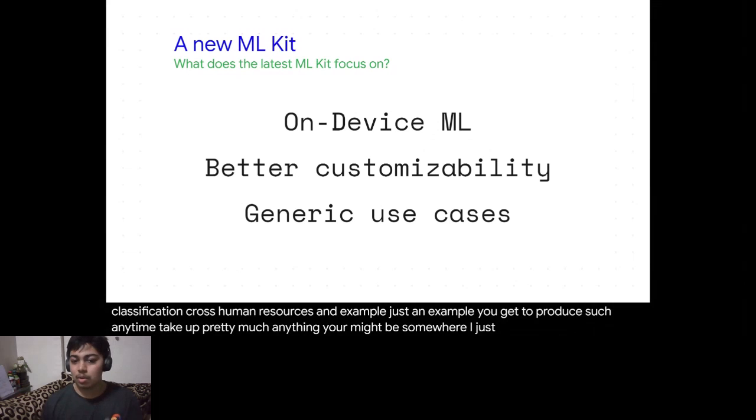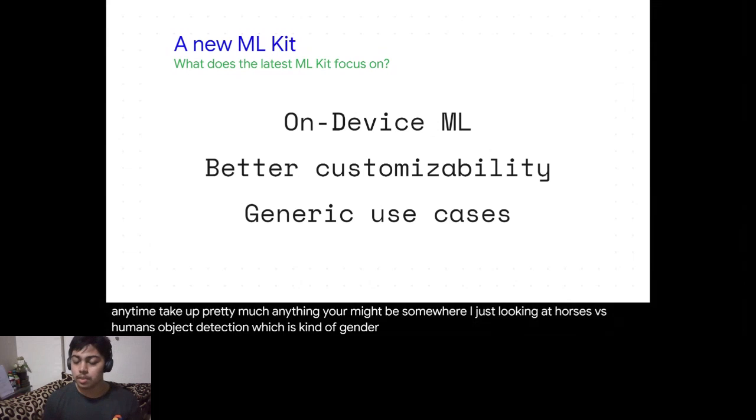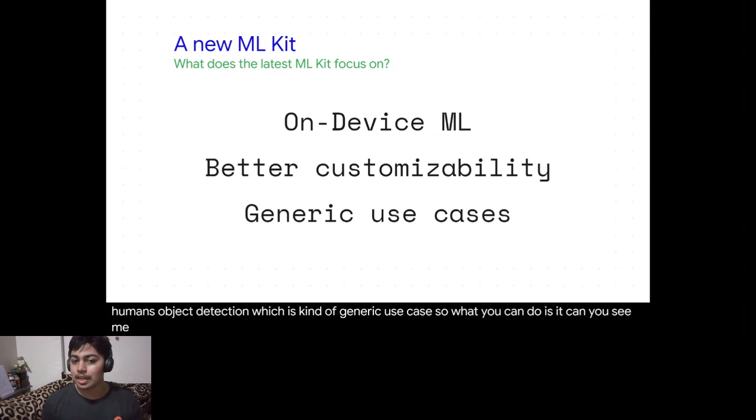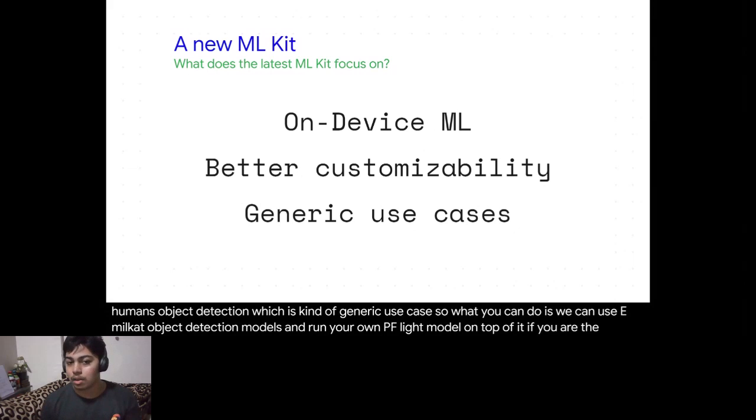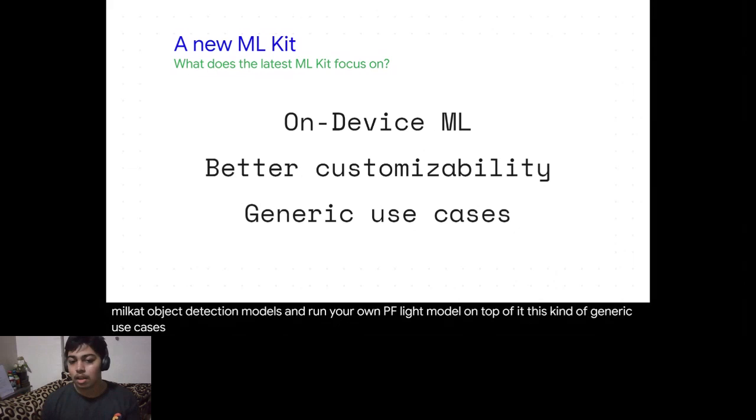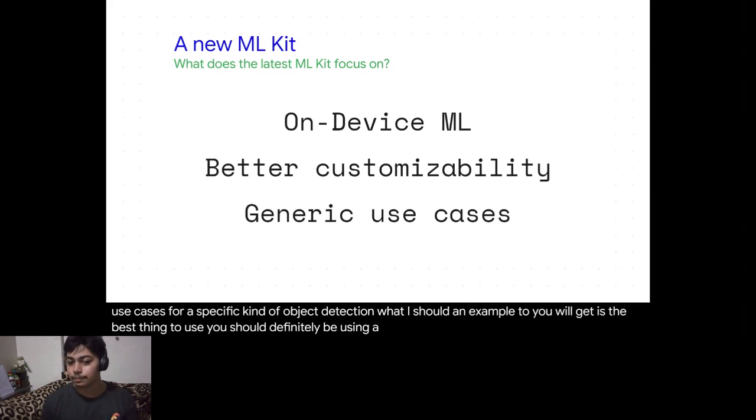So let's say you're working on horses versus humans object detection, which is a kind of generic use case. What you can do is use the MLKit object detection models and run your own TFLite model on top of it. If you're working on these kinds of generic use cases or a specific kind of object detection, like the example I just showed, MLKit is the best thing to use. You should definitely be using MLKit.